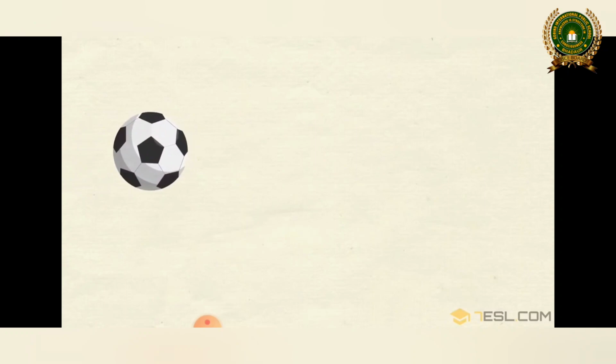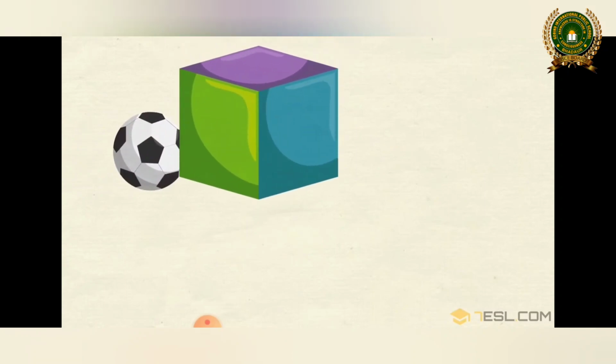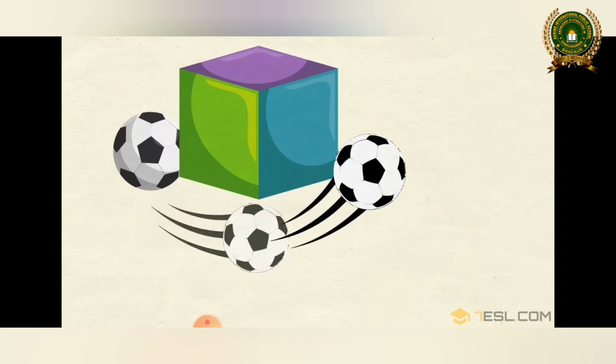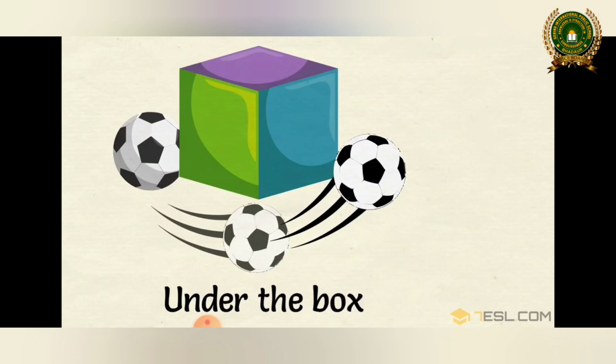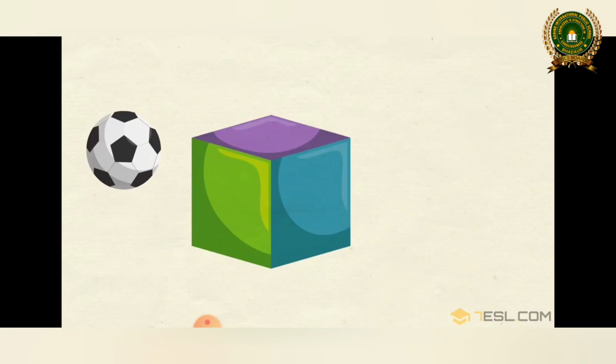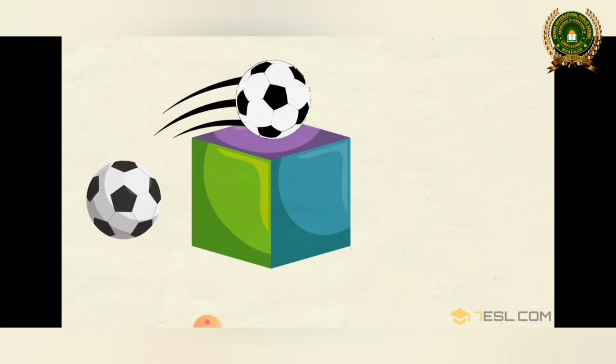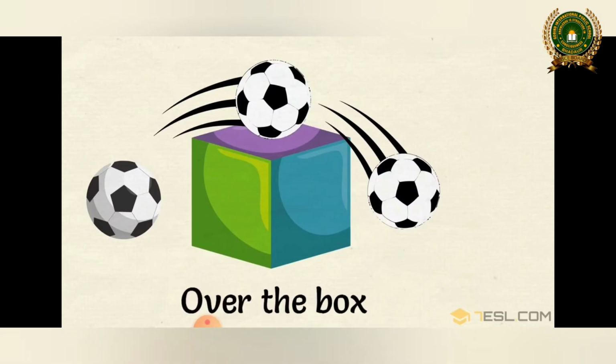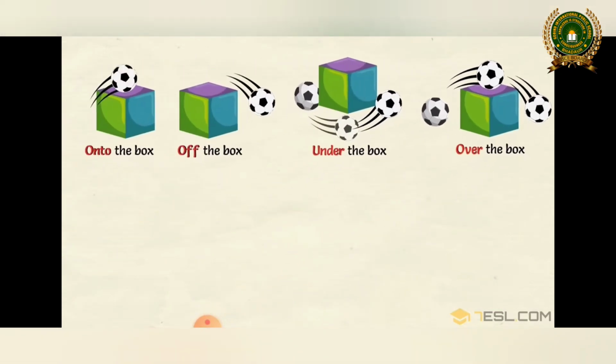So next is when something passes under something, there we will use under. Under the box. So under is also a preposition of movement. Here the ball passes above something, over the box. So when something passes over something, there we will use over.